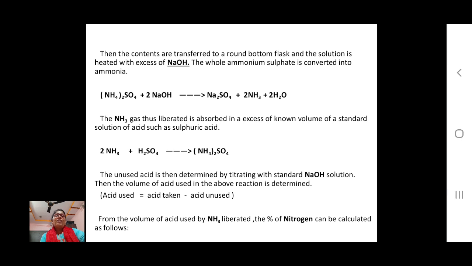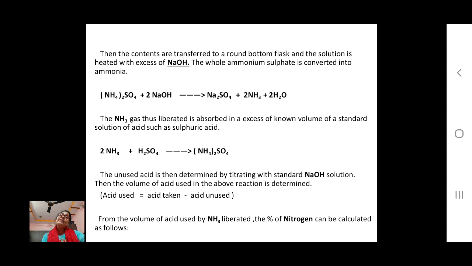So the volume of acid used in the above reaction is determined. We have taken excess acid, and how much is left we are able to find out by titrating with sodium hydroxide. So how much is consumed? Acid used is equal to acid taken minus acid unused. From the volume of acid used by the ammonia liberated, the percentage of nitrogen can be calculated.